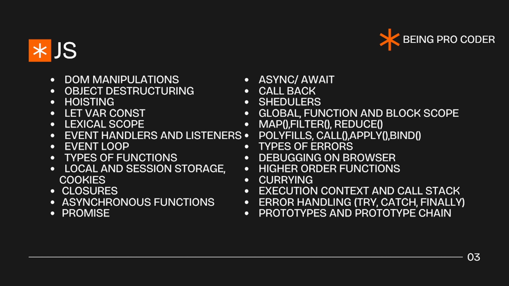Global functions and block scope. The accessibility of variables depending on where they are declared. You can learn from the scope. Map, filter, and reduce are also important topics, which include array methods for transformations and aggregations. Polyfills, we have three types of polyfills like call, apply, and bind. These will add modern features that can be used in the functions.